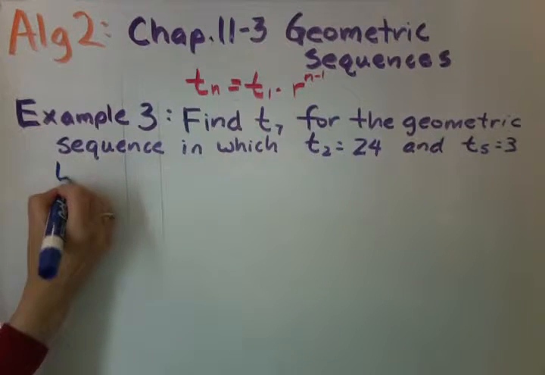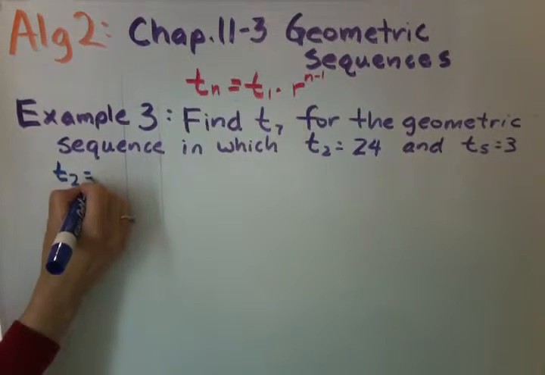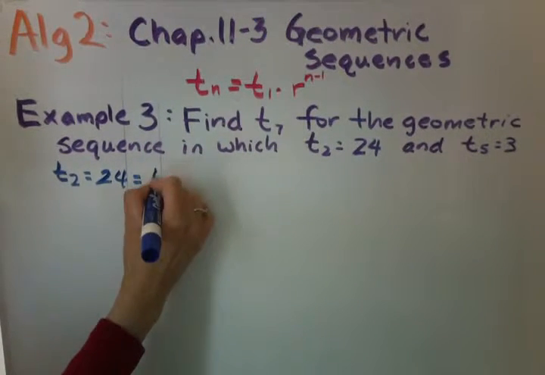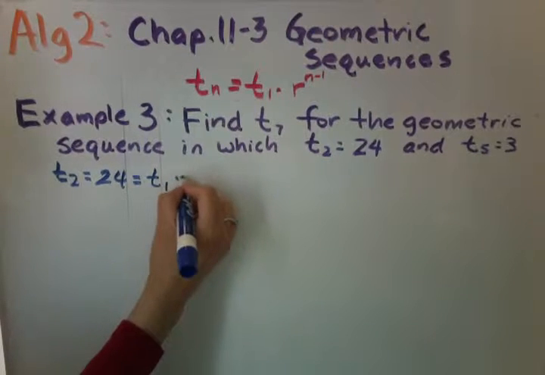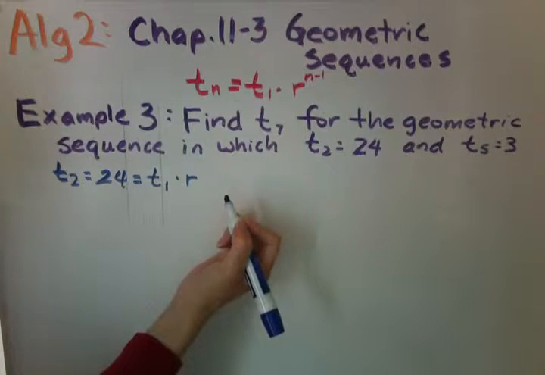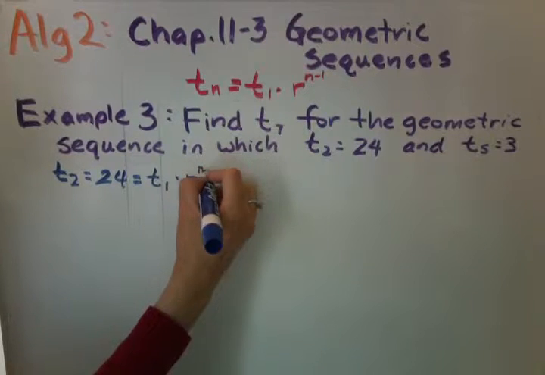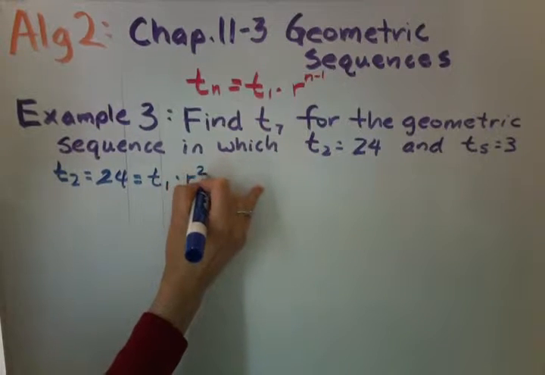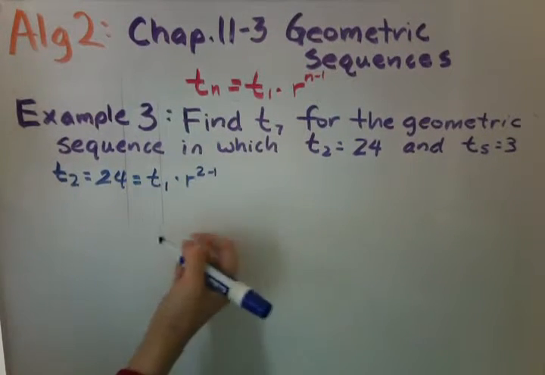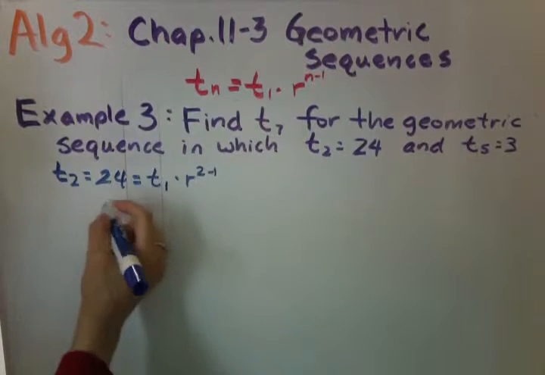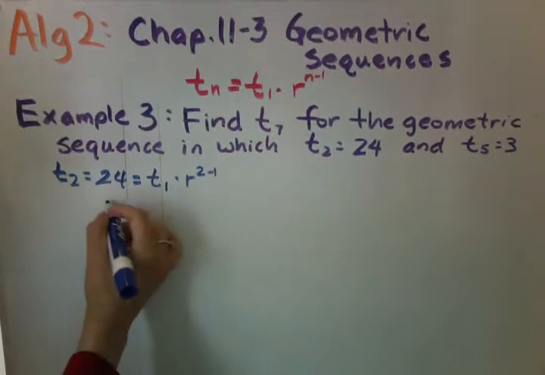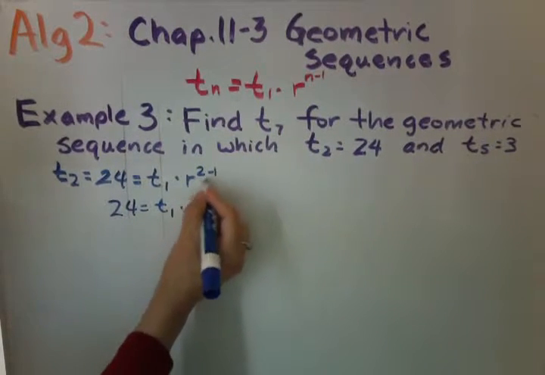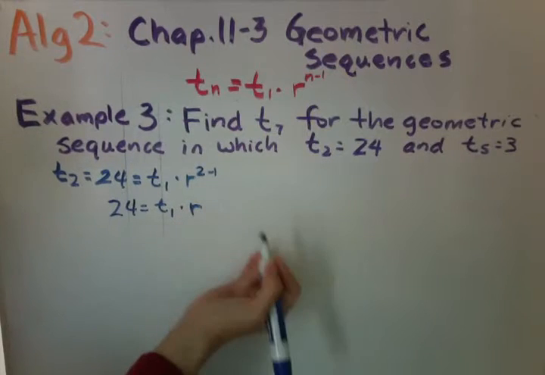So we know that the value of the 2nd term is 24. Therefore, the value of the 2nd term is equal to the 1st term, which we don't know, times our common ratio, which we don't know, but we know that this is for the 2nd term, so it's 2 minus 1. We're just plugging what's given into this formula, and this is our result here. 24 equals the 1st term times r to the 2 minus 1, which is just r.